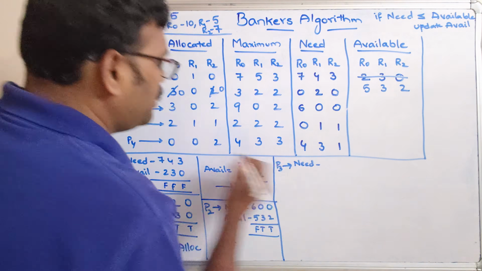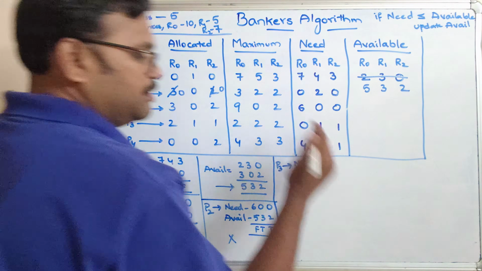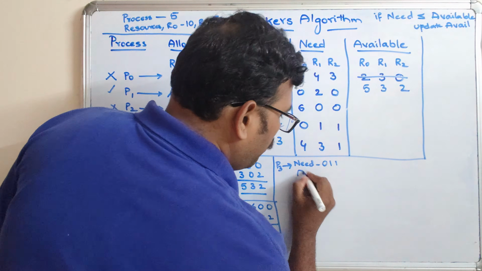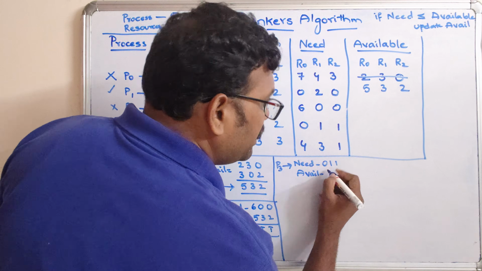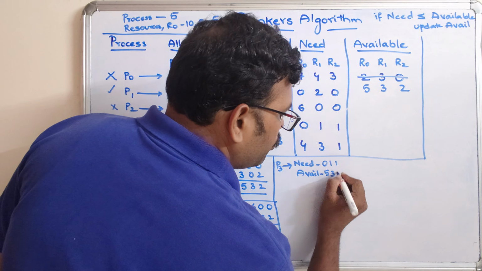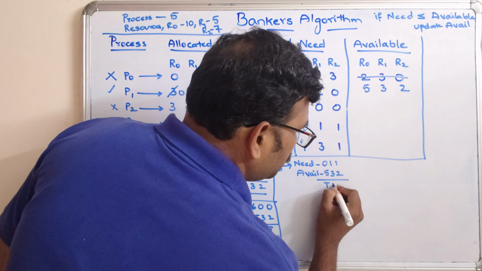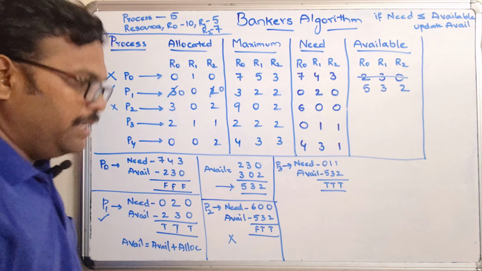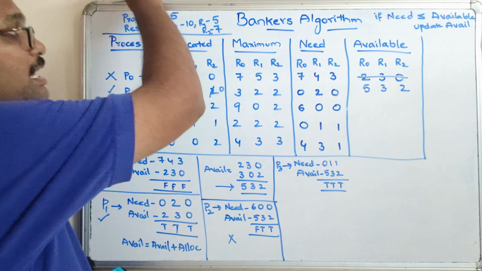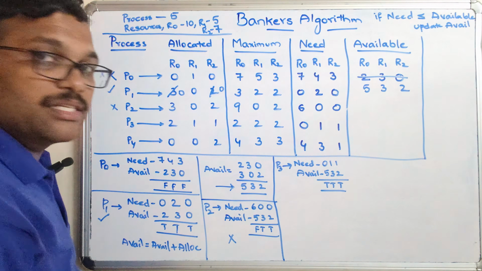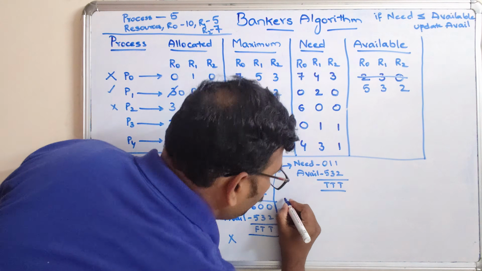Need resources. What are the need resources for P3? 0, 1, 1. What are the available resources for P3? 5, 3, 2. So this is true, this is true, this is true, because need resources are less than available resources. Okay.